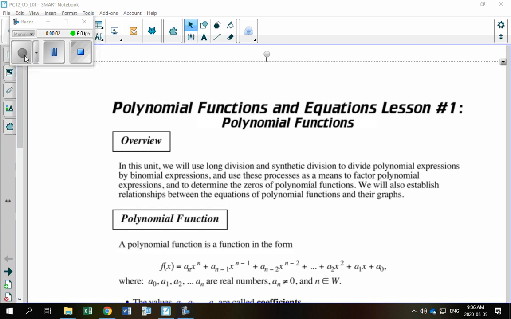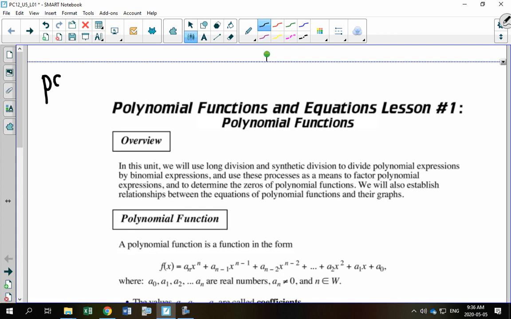Hi, Math 30-1. Today we're going to be starting our next chapter, Polynomial Functions and Equations. I'm going to go through lesson 1 with you, so polynomial functions. This is just going to be a quick review of what defines a polynomial and some special terms associated with that. In your workbooks, this is on page 287.